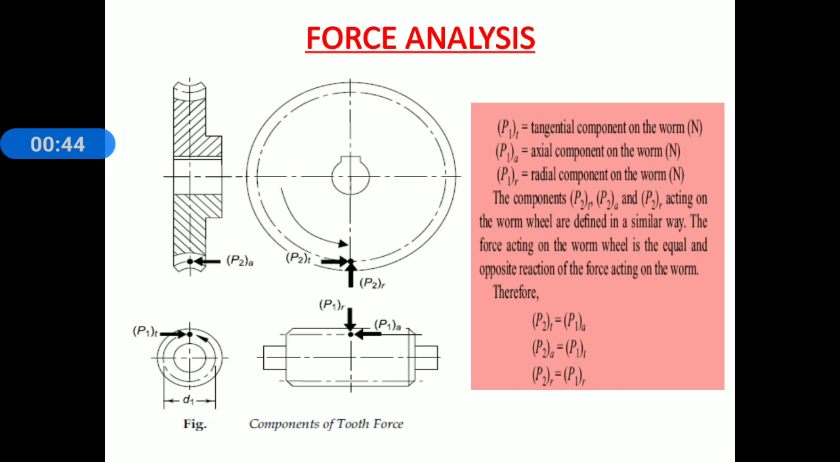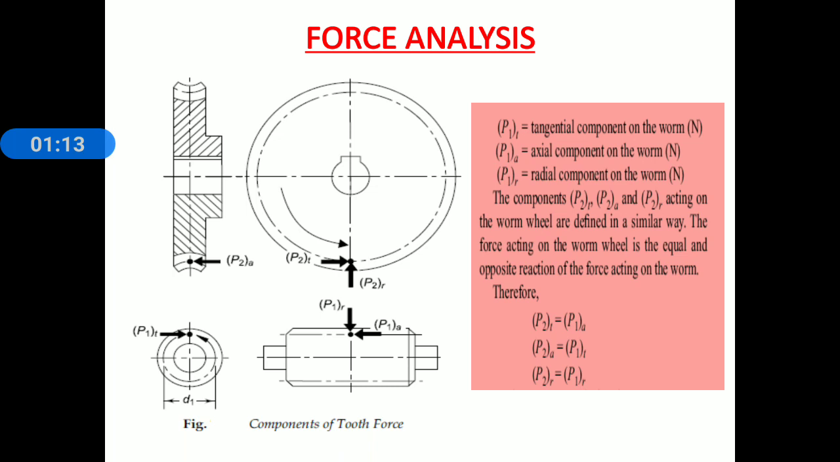The analysis of three components of the resultant tooth force between the meshing teeth of worm and worm wheel is based on a few assumptions. See, in case of a worm wheel, when we determine the three components of resultant tooth force, that is based on a few assumptions.